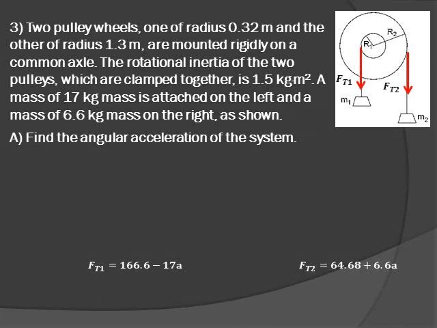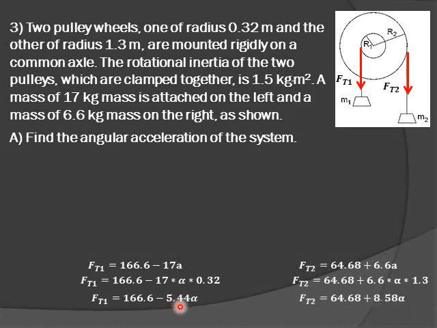So the way we do that, we've got force of tension 1 over here, force of tension 2 over here, and the acceleration is going to be this direction. Since we said that the acceleration is downward for mass 1, that means it's a counterclockwise rotation, counterclockwise acceleration, which we're going to find as a positive acceleration. So force of tension 1 is going to be equal to 166.6 minus 17 times the angular acceleration times the radius, which for force of tension 1 is the smaller radius, 0.32. For force of tension 2, it's the larger radius, 1.3. We take the 17 times 0.32, and we get 5.44. We take the 6.6 and multiply by 1.3, and we get 8.58.